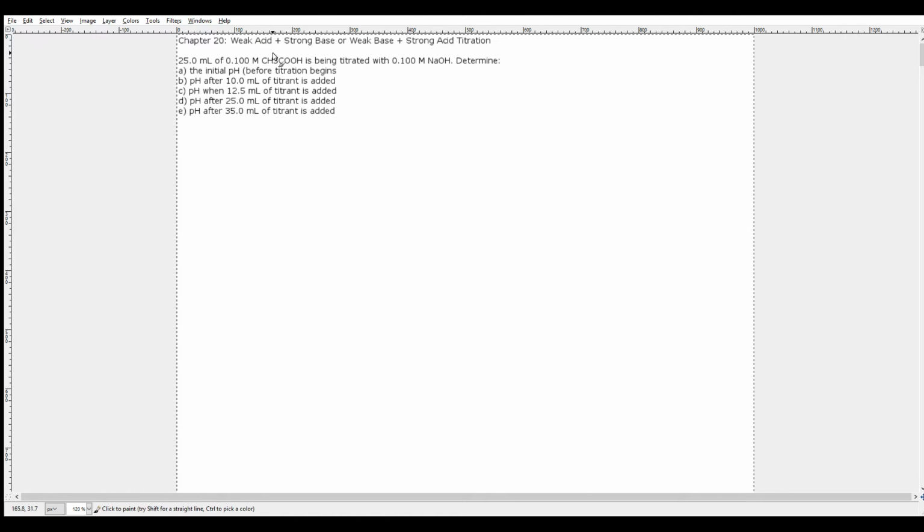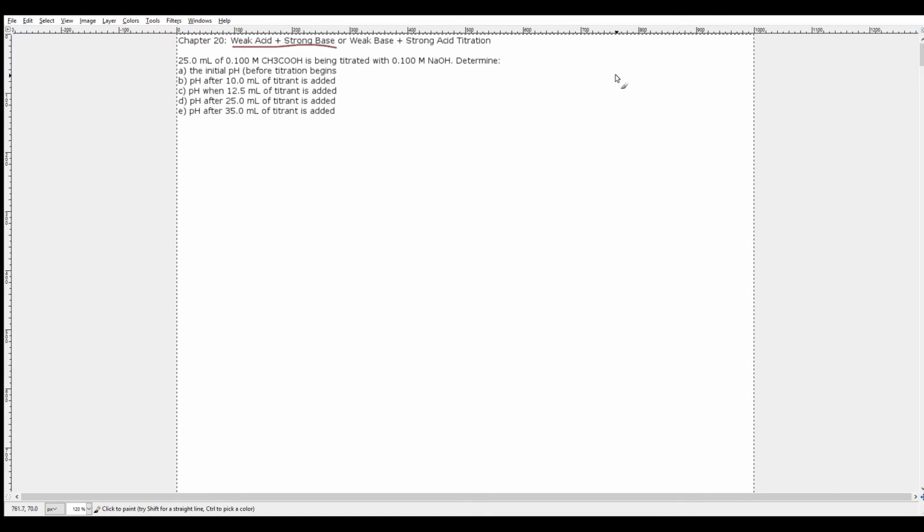So this will be a weak acid plus a strong base, or a weak base plus a strong acid titration. Same method either way. Let's figure out which one this is. We have 25 milliliters of 0.1 molarity acetic acid, strong or weak acid? That is weak. Plus sodium hydroxide. Okay, so we've got weak acid plus strong base. That's what we're doing. It's being titrated with sodium hydroxide.